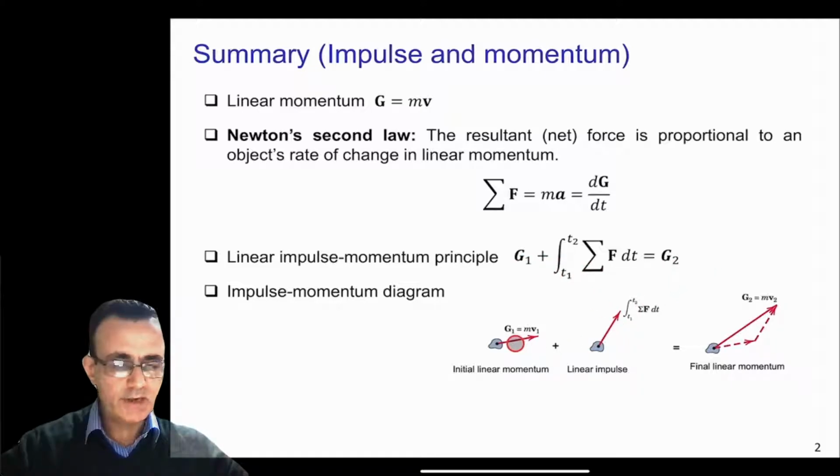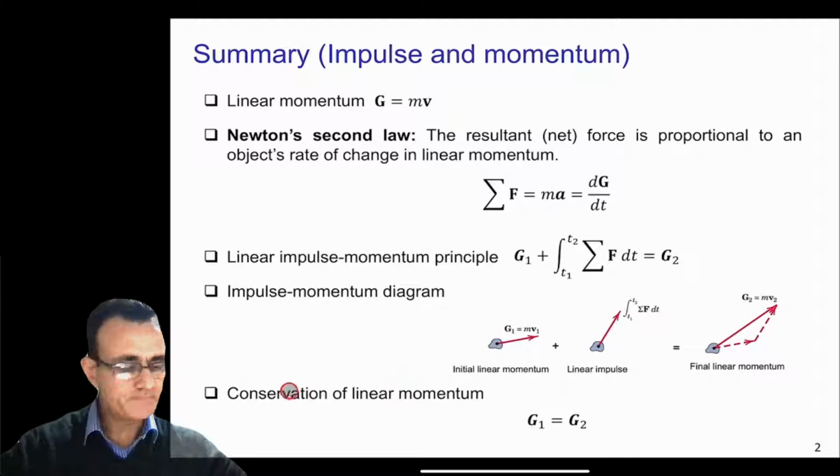Therefore, we have to add these two terms using the head-to-tail rule to get the final linear momentum. If we add this vector and this vector, as you can see in this figure, we get the final linear momentum, which is the vector sum of g1 and this impulse term here.